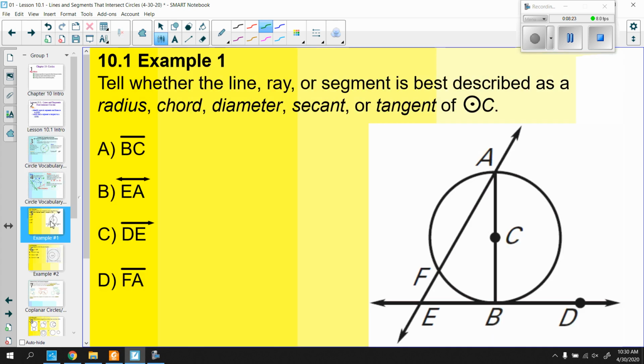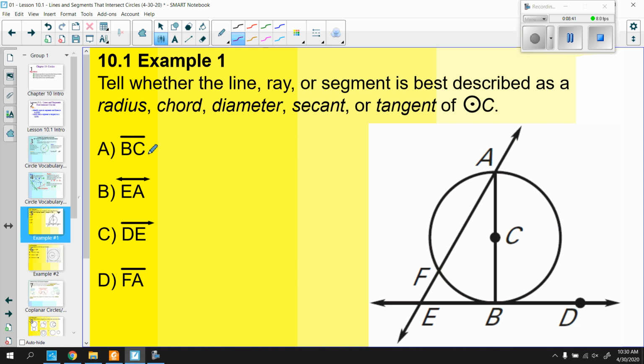Like I said, I'm going to try to go quick here. It's just a straight up vocab check. So tell whether the line, ray, or segments, you've got a list of lines, rays, and segments here. Give the vocab word that best describes it. That's why I was reviewing some of the notation there, to make sure we're paying attention to that, because it matters what we're talking about.